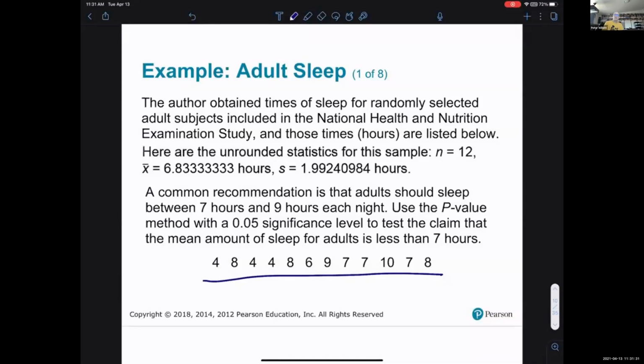A common recommendation is that adults should sleep between 7 and 9 hours each night. Wouldn't that be nice? Use the p-value method with a 5% significance level to test the claim that the mean amount of sleep for adults is less than the recommended 7 hours. So that's a claim that we're going to test with a hypothesis test.